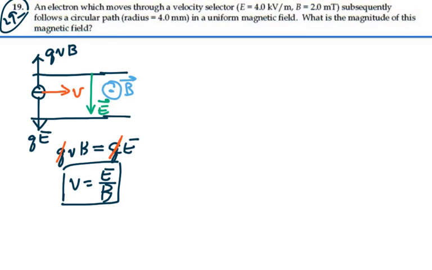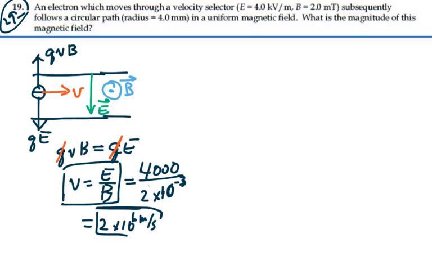And in this case, that would be equal to 4,000 volts per meter over 2 millitesla. And that is equal to 2 times 10 to the 6 meters per second. So that's the velocity of the electrons when they enter the new region. Now in the new region we may have a new magnetic field, and most likely we do.